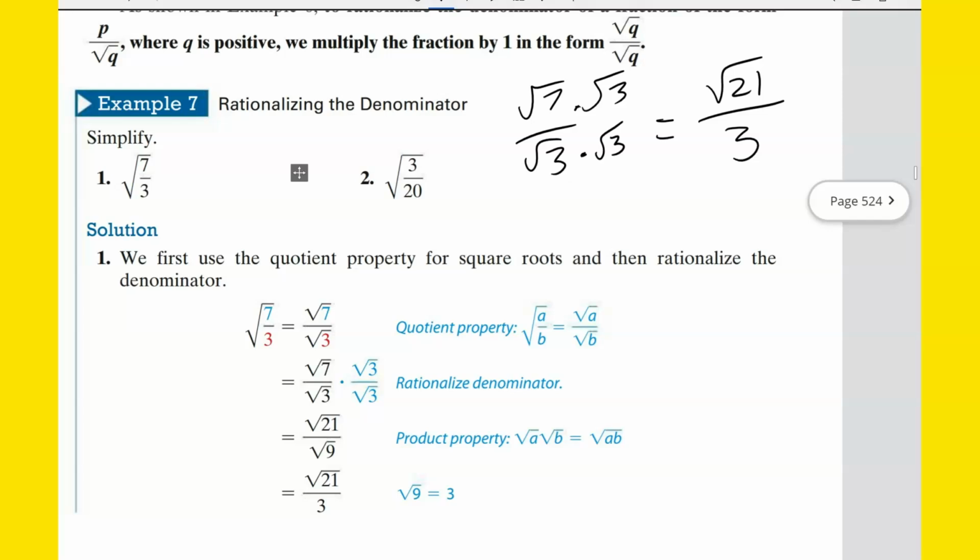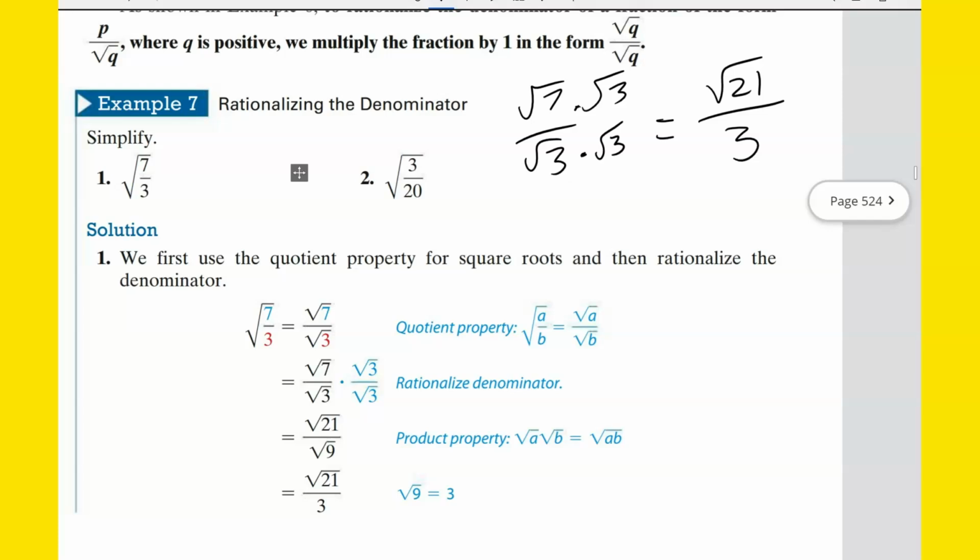You cannot reduce the 21 and the 3 because the 21 is under a radical and the 3 is not. If the 21 was not under a radical, you could reduce the 21 with a 3, but you can't do it when one of the numbers is under the radical and the other one is not. You can't reduce it like that.